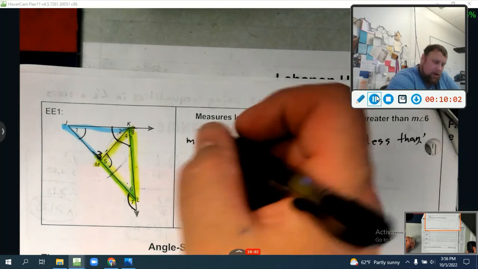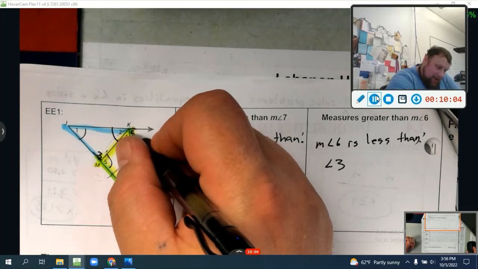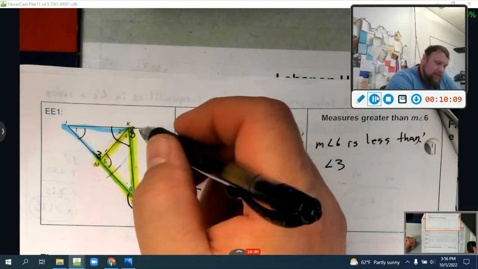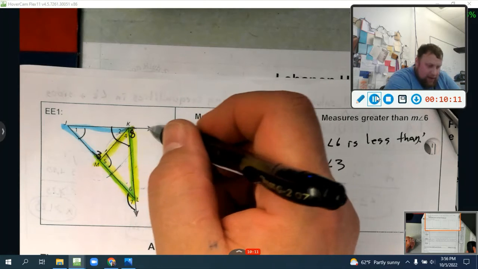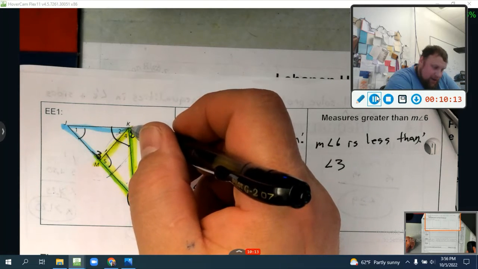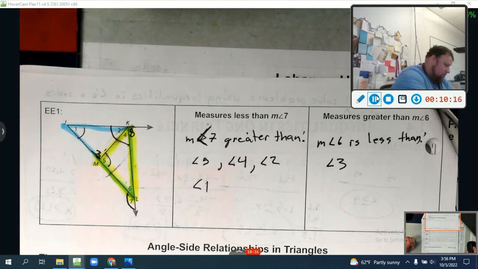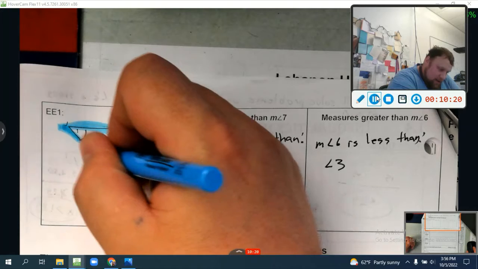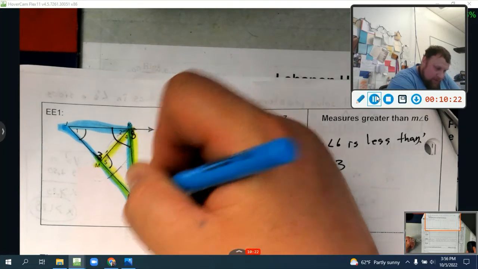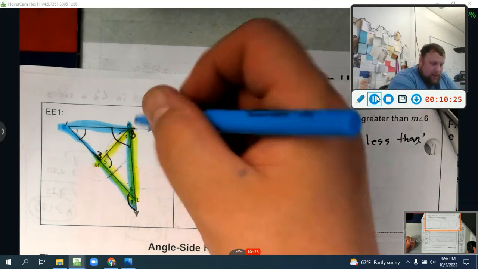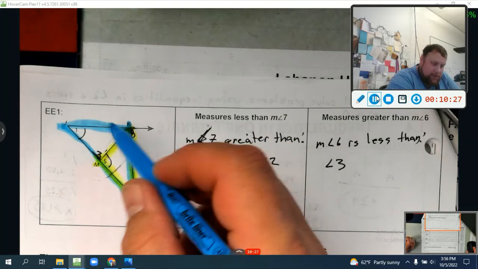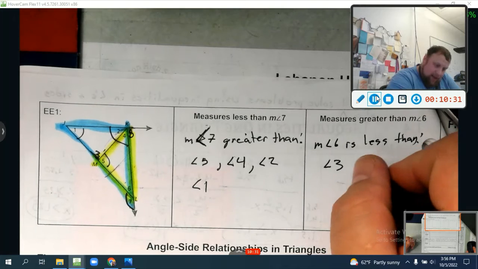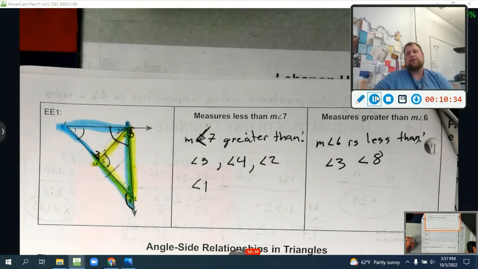Also, look at angle 8 right here. Angle 8 is an exterior angle as well. In fact, it's exterior to this triangle, the big blue triangle, right? We're looking at the big blue triangle, and because angle 8 is an exterior angle, angle 8 is greater than angles 1 and 6, which means 6 is less than angle 8. And those are the only two angles we can say for 100% positive are less than angle 6.